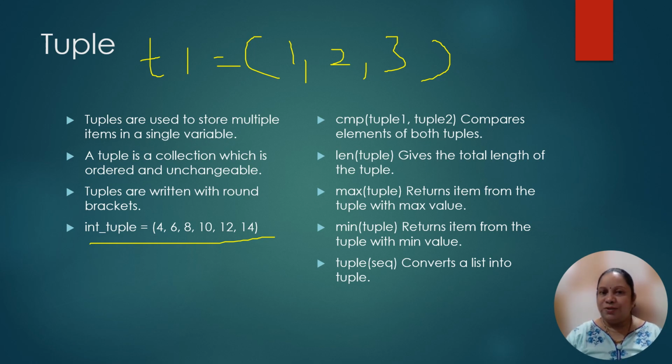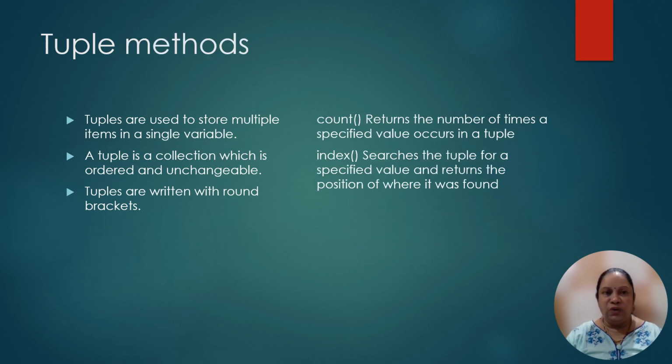So these are the similar functions that we have got in list. This is going to compare two tuples, give you the length of the tuple, the maximum, the minimum, and this is going to convert a list into a tuple. These are the functions present for a tuple. All these functions we have seen in list, and they perform the same thing with a tuple, right? A tuple is immutable, so I cannot add anything to a tuple, and I cannot remove anything from a tuple. So these are the two methods that are available with a tuple: count and index.